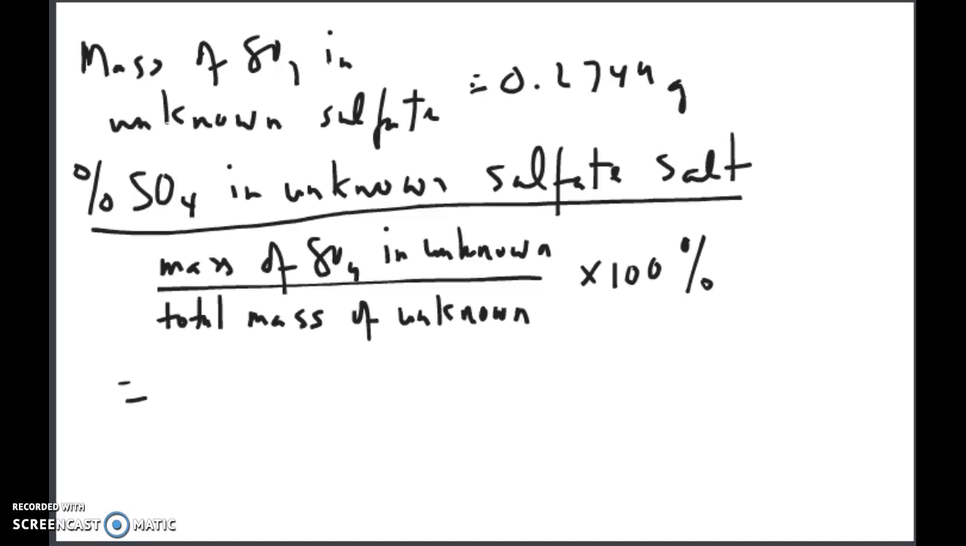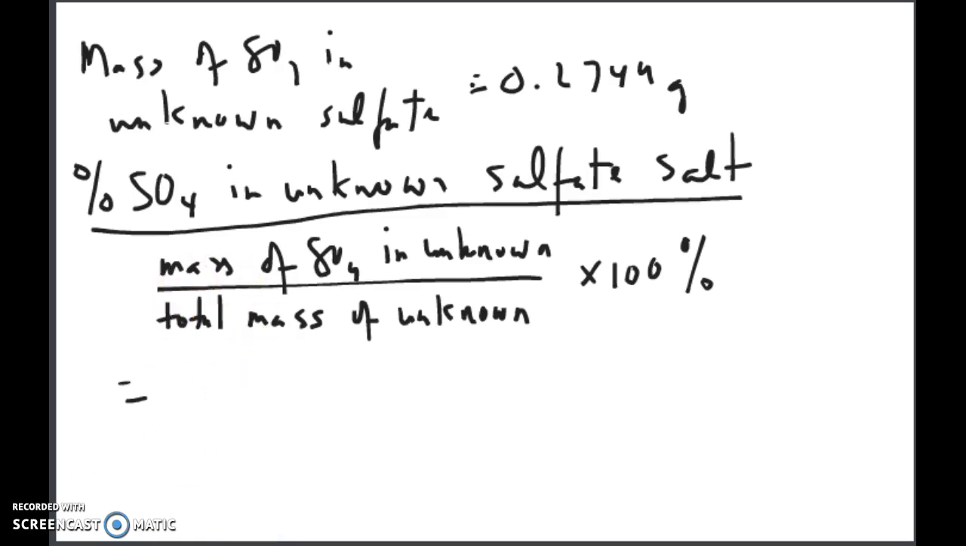So for example, in this case, if I want to calculate percent sulfate in my unknown sulfate salt, I can just use the mass of sulfate I have in my unknown sulfate salt, which is this number right there, divided by the total mass of my unknown sulfate. Well, I know that number because I weighed the mass of the unknown sulfate at the beginning. If I take the ratio of those two numbers multiplied by 100%, then I get the percent sulfate in my unknown sulfate salt.